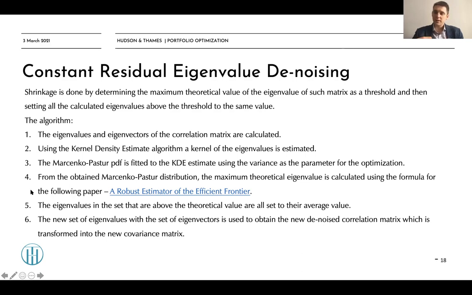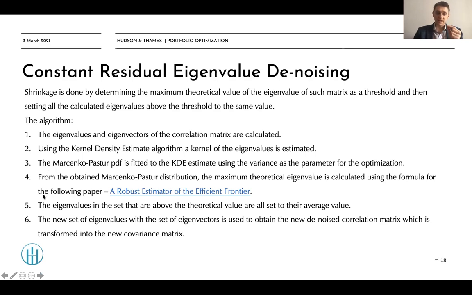So what we do here, we want to understand what is the maximum amount of information which is available for us when we fit the Marchenko-Pastur probability density function on top of that, meaning that all eigenvalues with values more than this maximum average value will be denoted as noise eigenvalues.